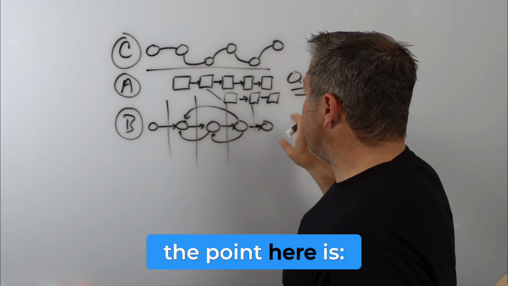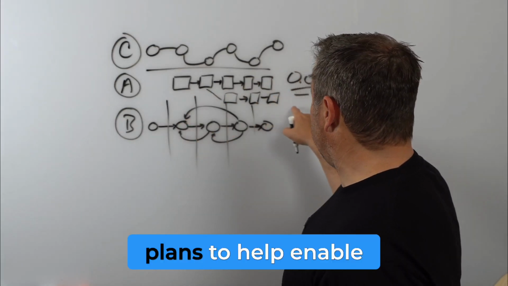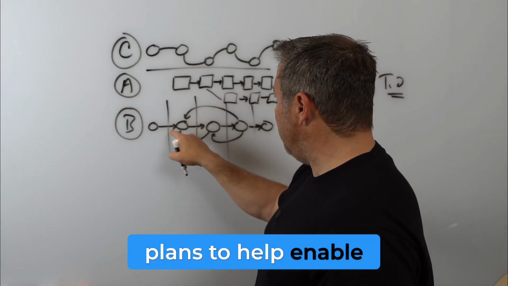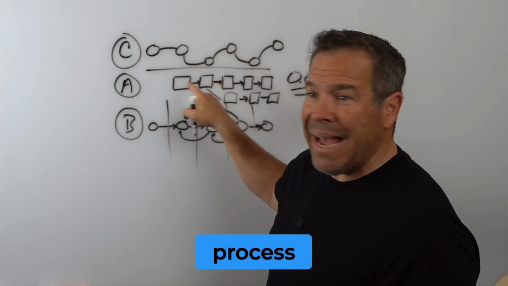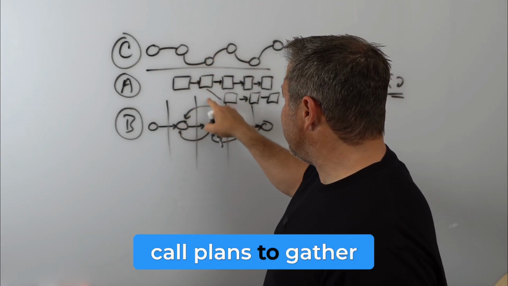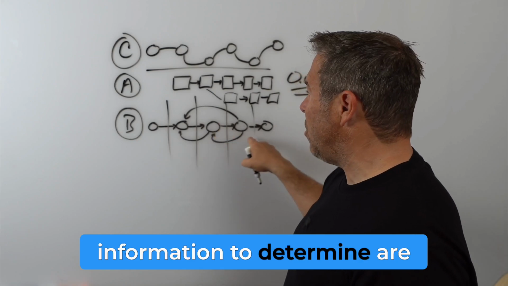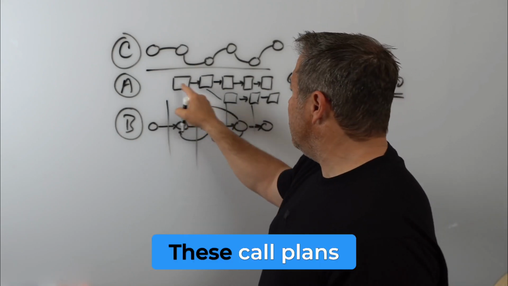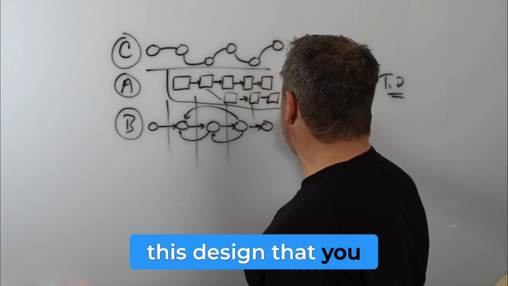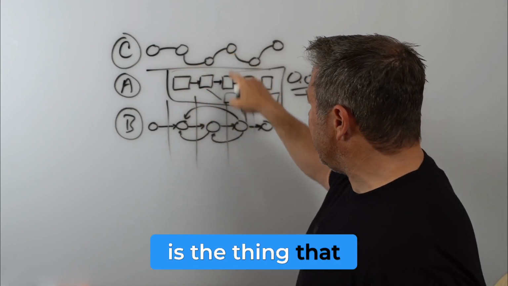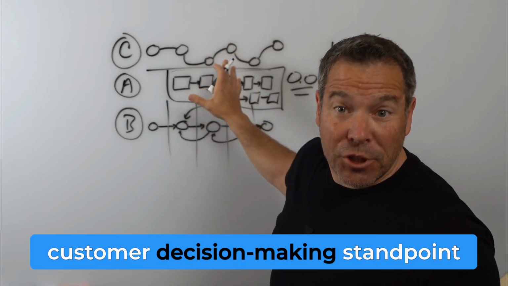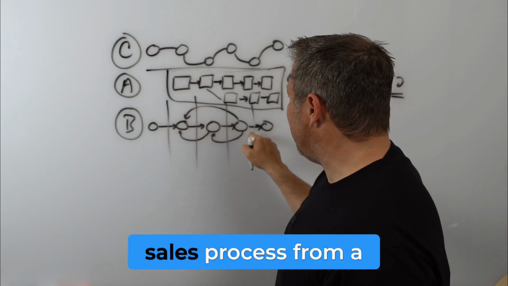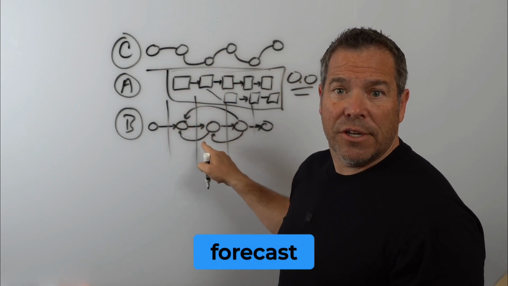The point here is we use our call plans to help enable the customer to move through their decision-making process, and we use the call plans to gather information to determine, are we in the right stage? These call plans, this design that you do here, is the thing that bridges the gap between sales process from a customer decision-making standpoint versus sales process from a forecast perspective.